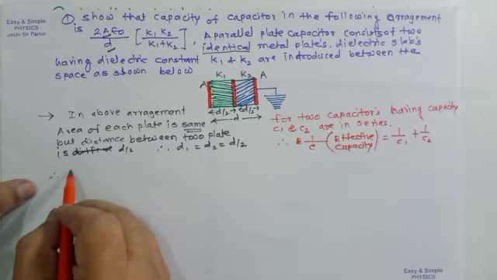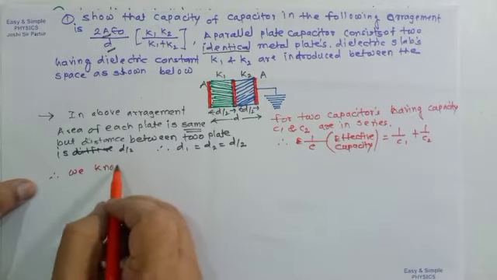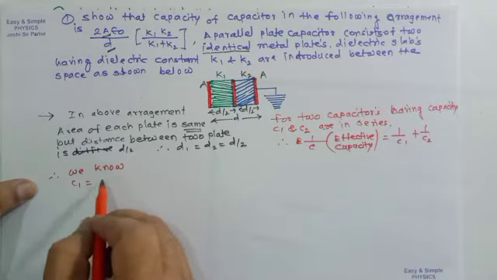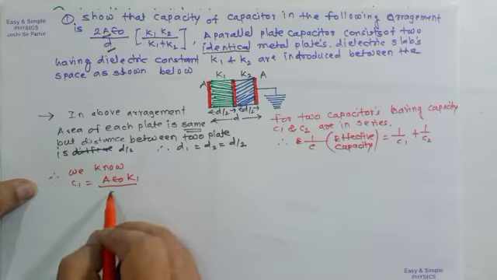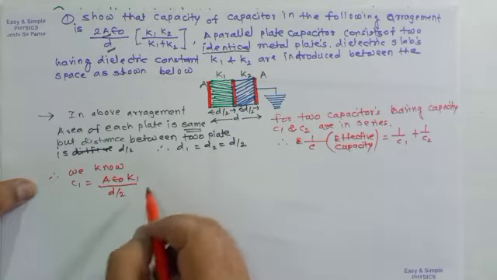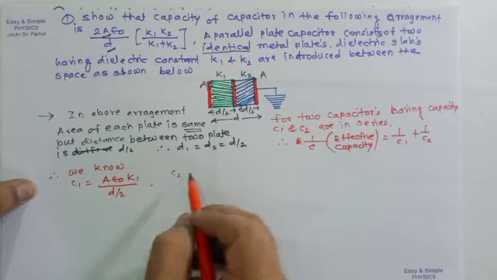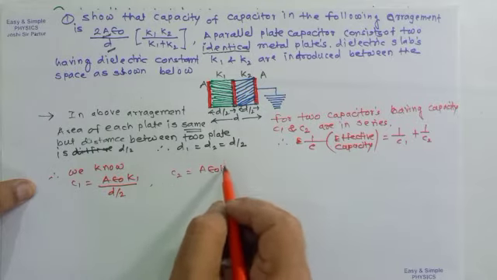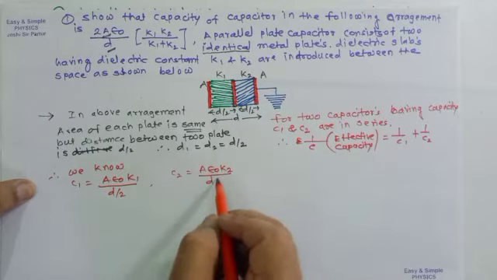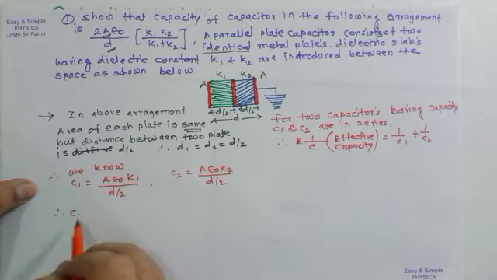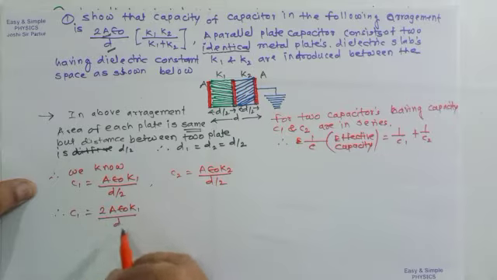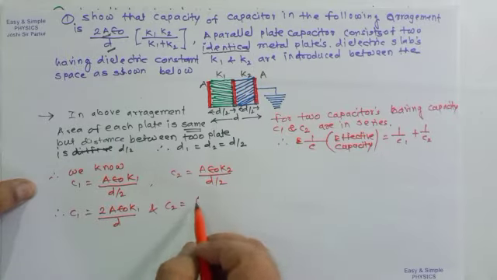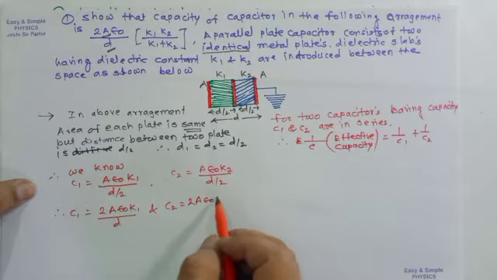Here we know C1 is equal to A epsilon 0 K1 upon D upon 2, whereas C2 is equal to A epsilon 0 K2 upon D upon 2. Therefore C1 is equal to 2 times A epsilon 0 K1 upon D and C2 equal to 2 times A epsilon 0 K2 upon D.